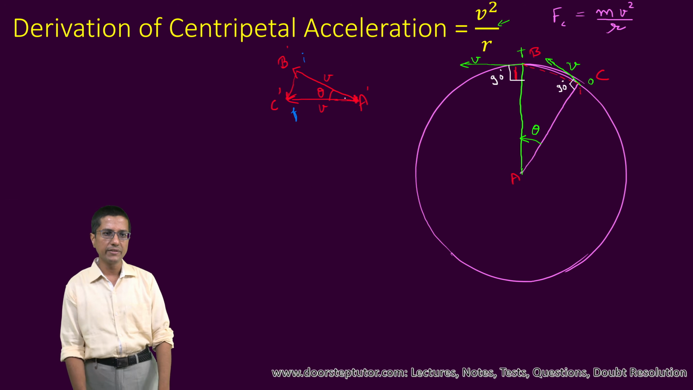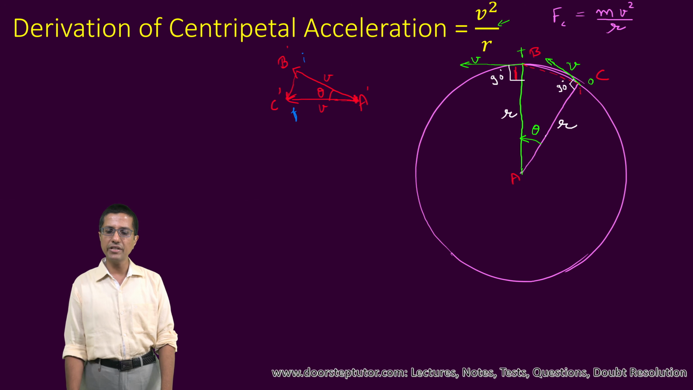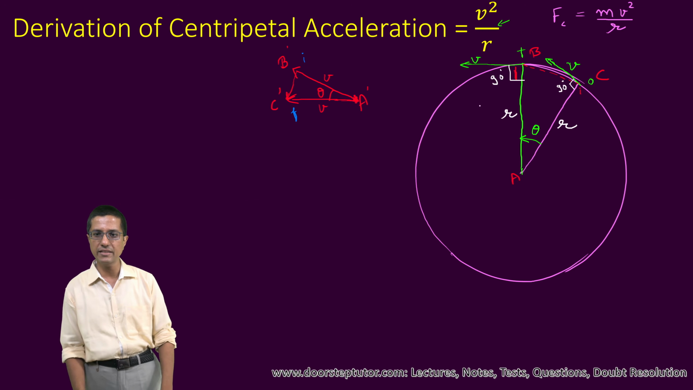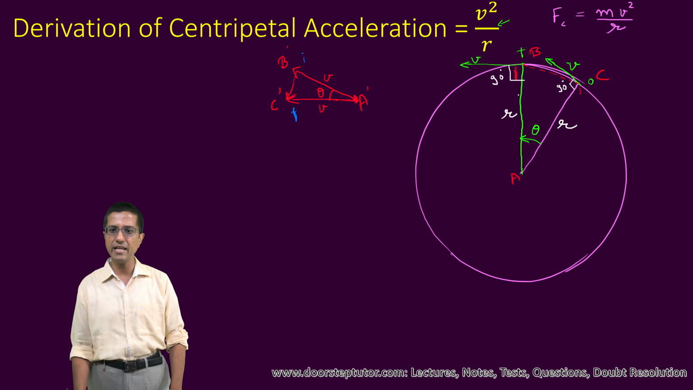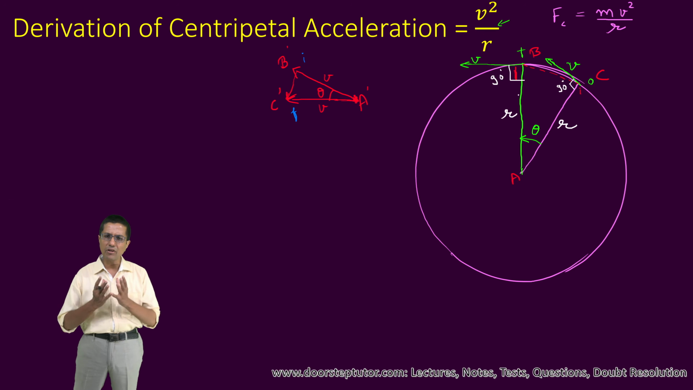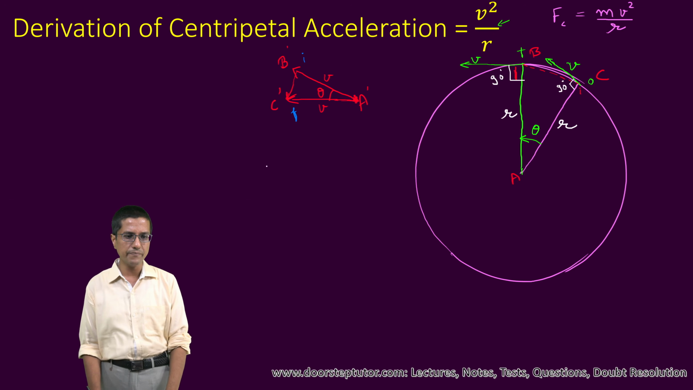Because of this isosceles triangle, V, V with an angle theta between them, and this isosceles triangle, we'll just call the radius R, R, R with a theta between them, have become similar triangles. Okay. So this is the similar triangle. These two triangles are similar. A dash, B dash, C dash and ABC are actually similar triangles. And one of the properties of similar triangles that you would have studied is actually very simple, that the ratio of corresponding sides is the same.